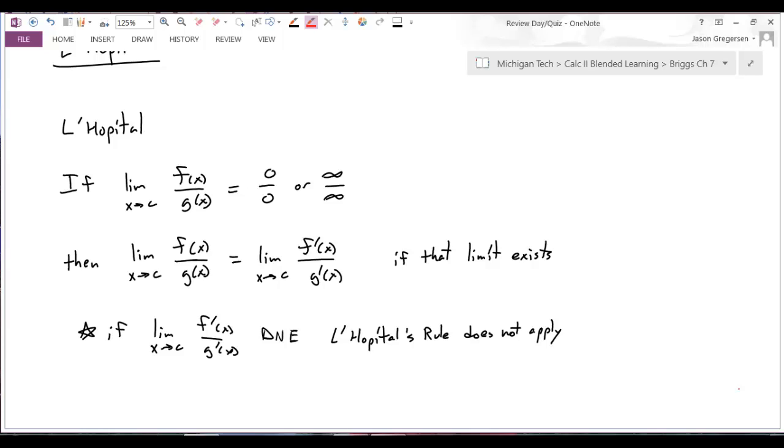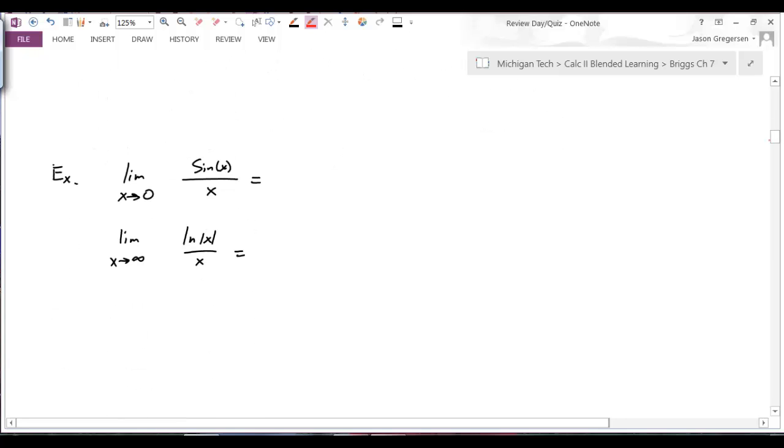And the last little note there is if I try to take that limit of the derivatives and it doesn't exist, L'Hopital's rule no longer applies. It doesn't tell me anything about the original thing. It only works if I can take that limit. So this hopefully will make more sense if I do an example here.